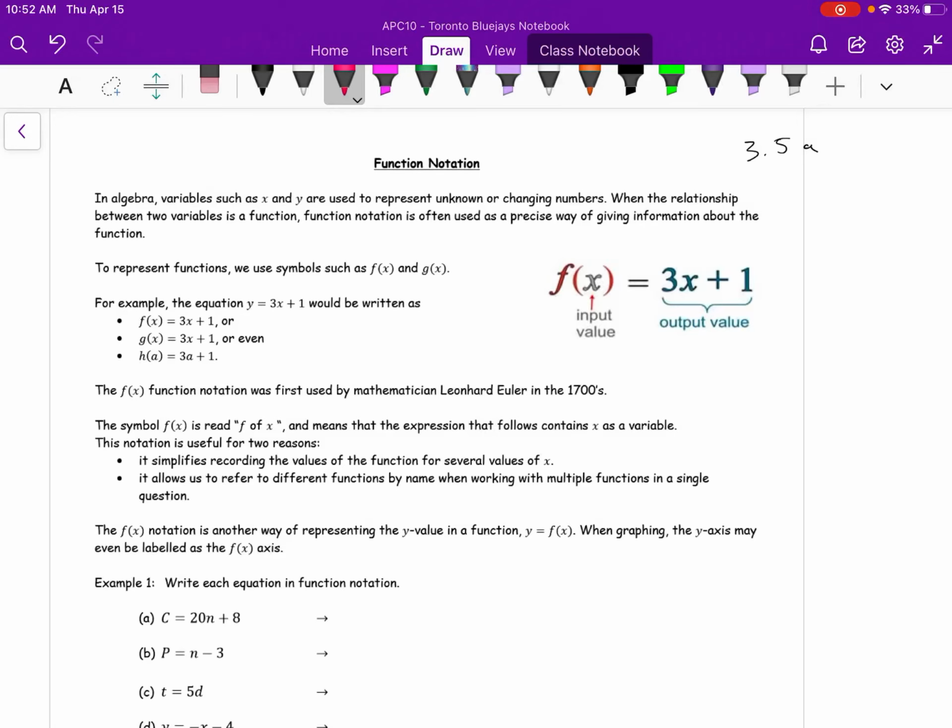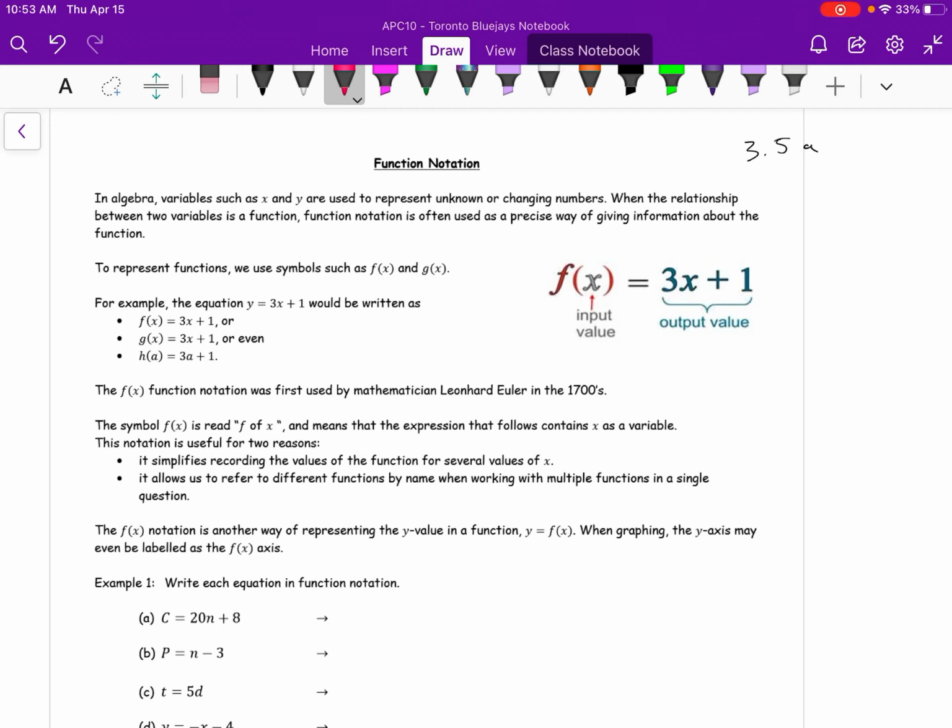Today we're going to talk about functional notation, or function notation. In algebra, variables such as x and y are used to represent unknown or changing numbers. When a relationship exists between two variables as a function, we can use this functional notation. This functional notation takes some getting used to, but with practice, it is really, really valuable.